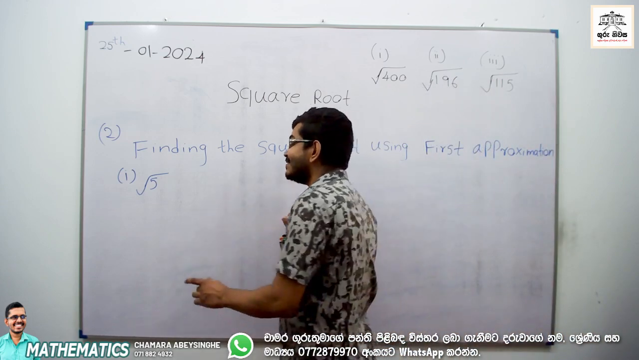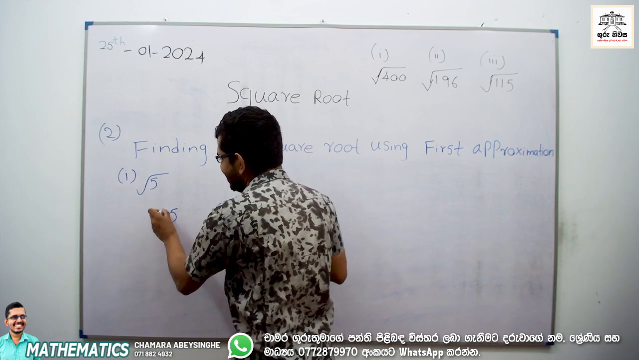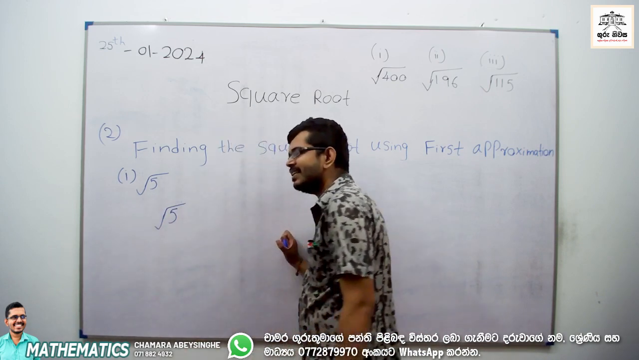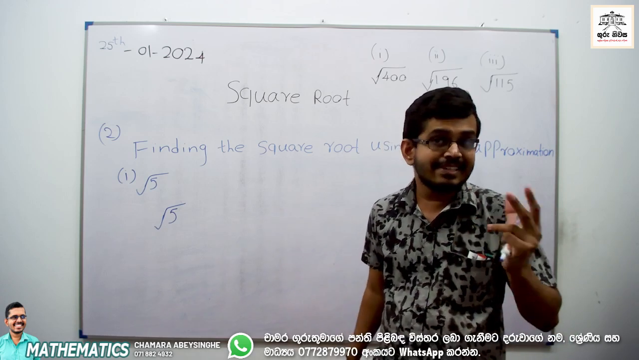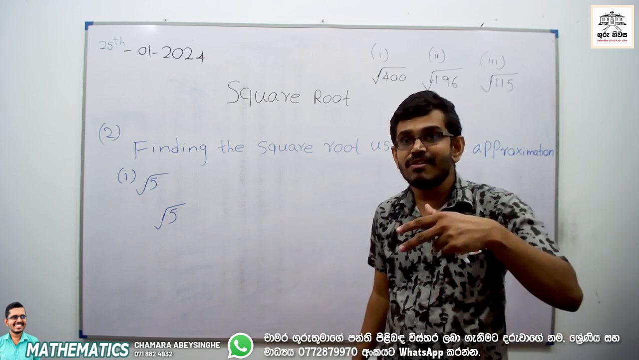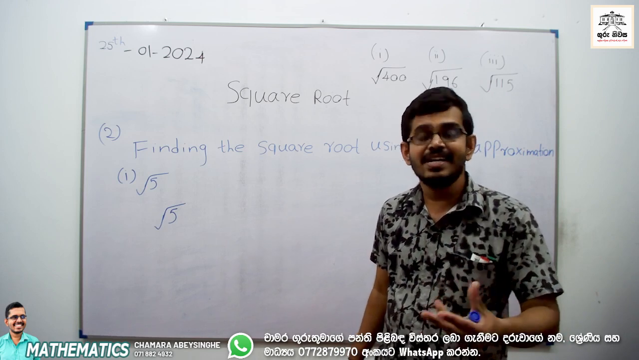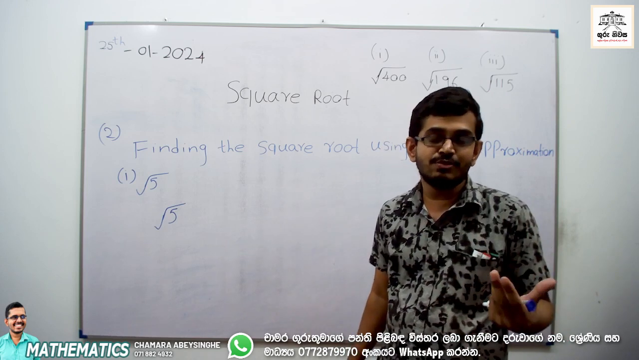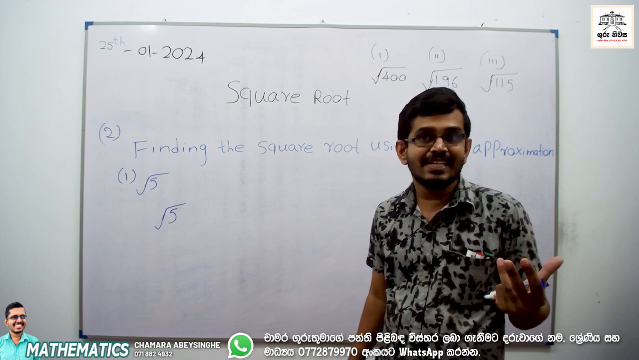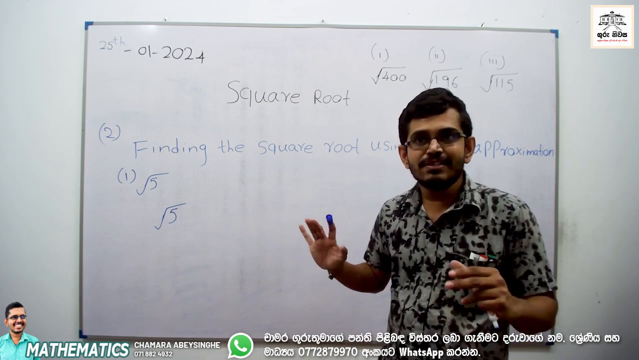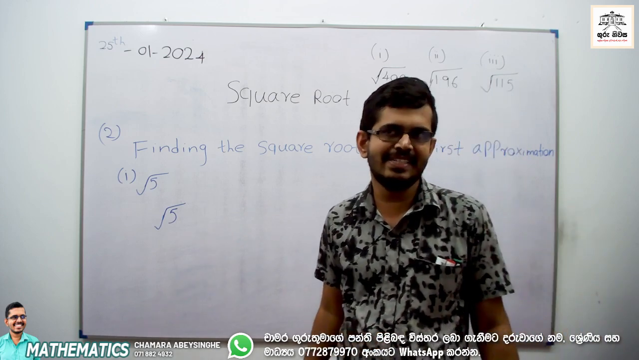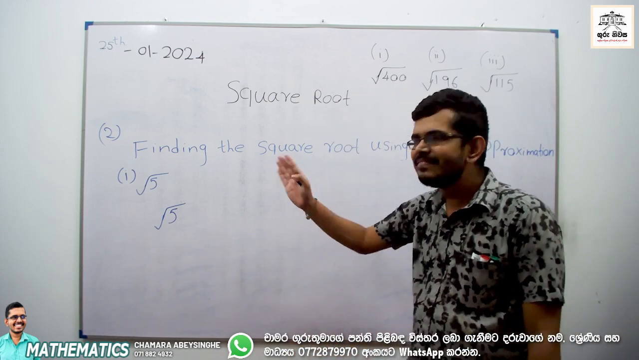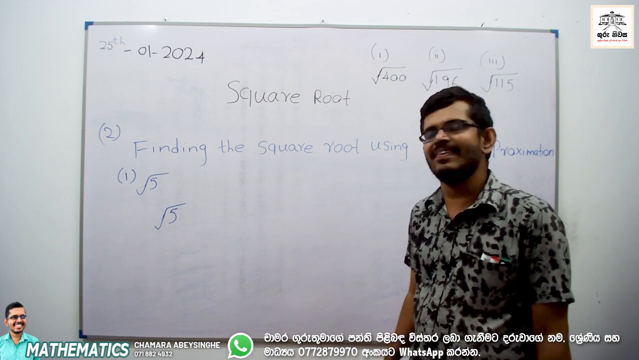Let's see. Square root 5. Square root 5, student, we don't know the exact value. Square root 100 is 10. Square root 4 is 2. Square root 9 is 3, like that. Square root 5, we don't know the exact value. හරියටම value එක දන්නේ නැහැ කීයද කියලා.